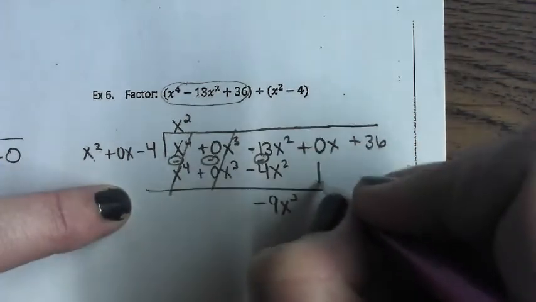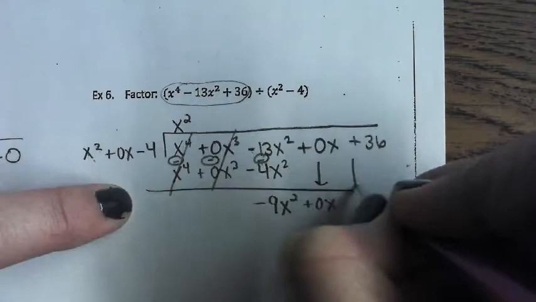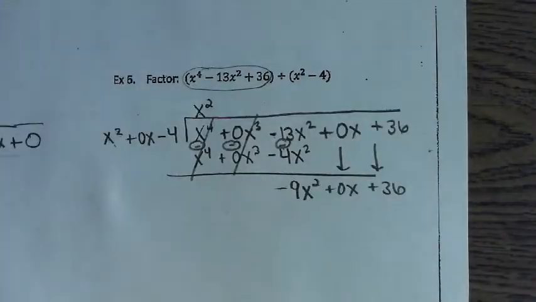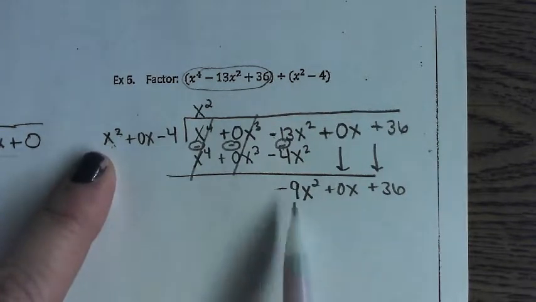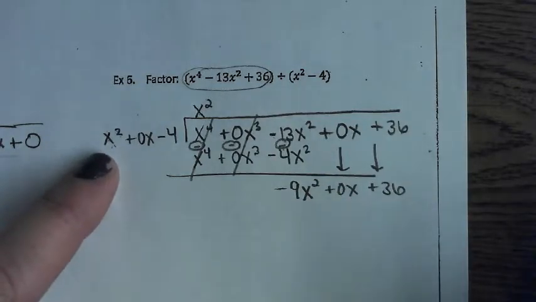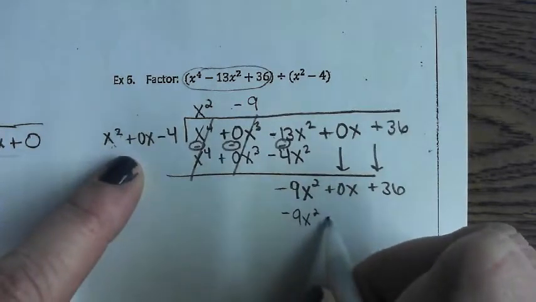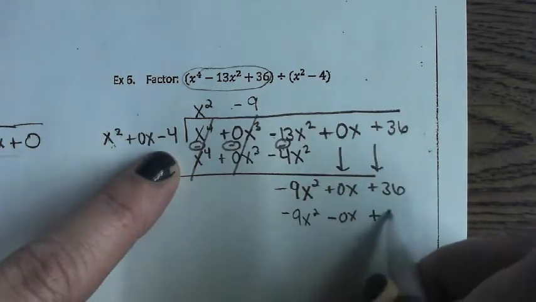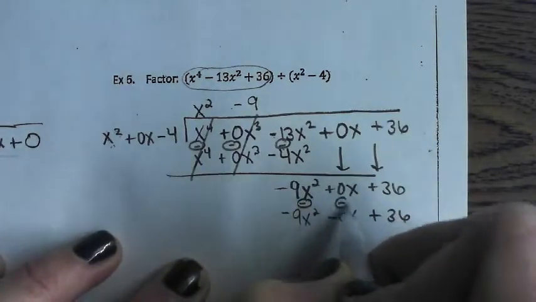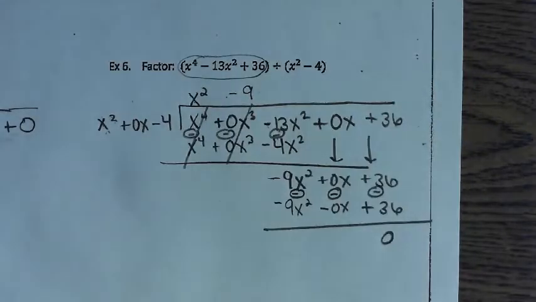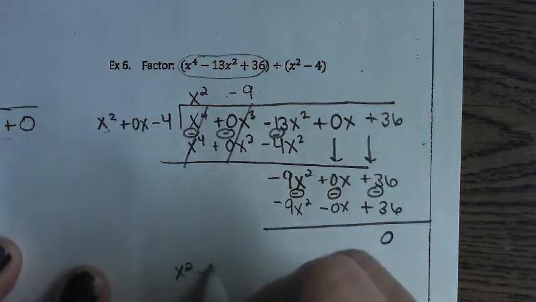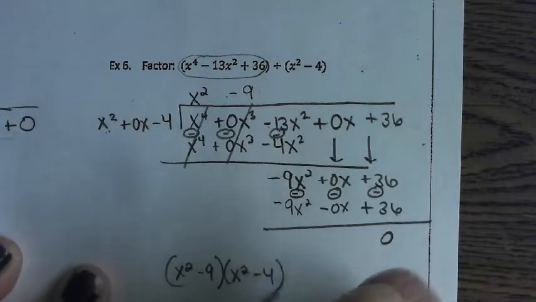And on this one, we're going to bring down our next two terms because we want it to be a trinomial because our original is a trinomial. Follow? So we start again. x squared times what is negative 9x squared? Negative 9. So we're going to do negative 9x squared minus 0x plus 36. Do your subtraction. Everything's a 0. So that factored into x squared minus 9 times x squared minus 4.